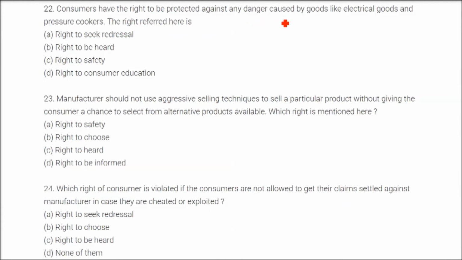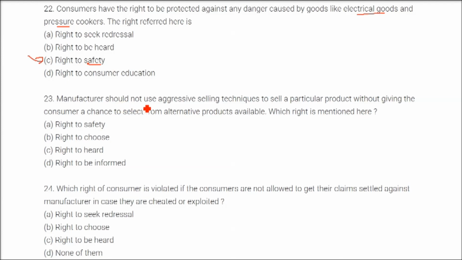Consumers have the right to be protected against any danger caused by goods like electrical goods and pressure cookers. The right referred to here is because these are quite dangerous. If something happens, a consumer may die. So this is right to safety.